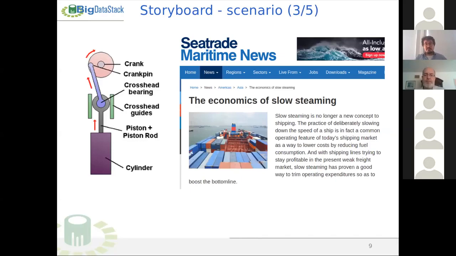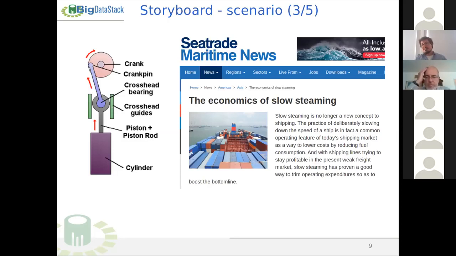On the left-hand side of this slide, you can see the higher level architecture of the cylinder. Somewhere in the middle, you can see the crosshead bearing. It's not very important, but it's right in the middle of the cylinder, so it makes it crucial.